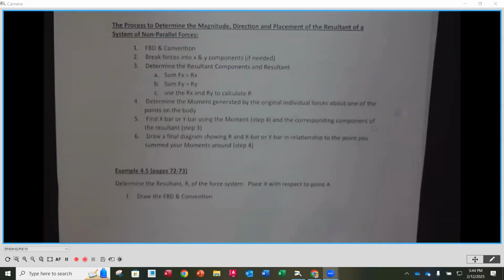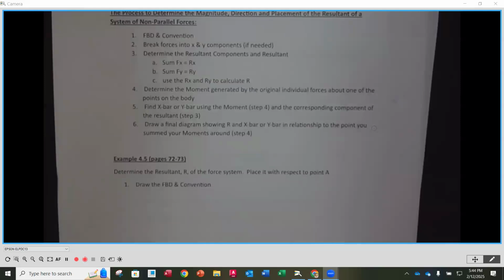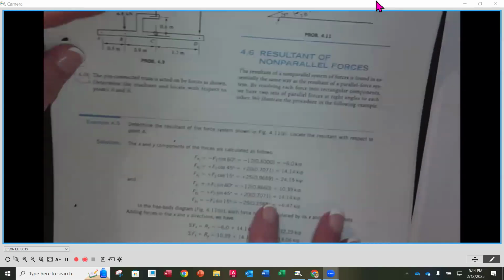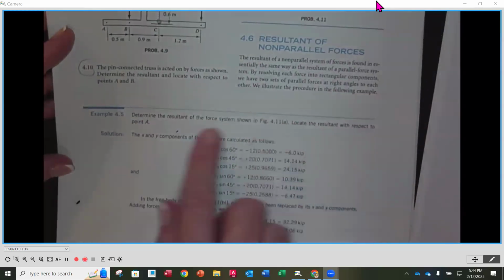Okay. So now what we're going to do is to practice this process, we're going to do example 4.5, and this is found starting on page 72 and going to page 73. So let's take a peek at that problem. So on page 72 here, right at the bottom, example 4.5 starts.